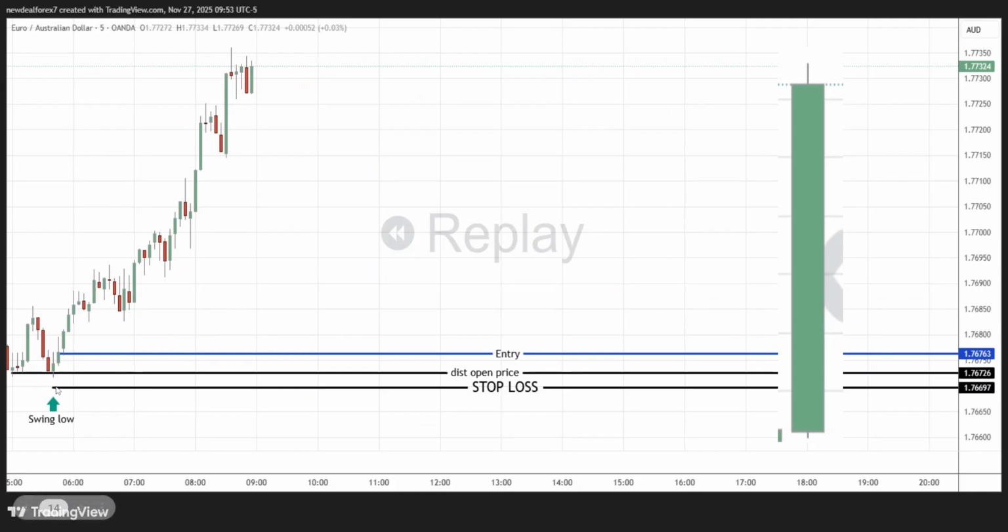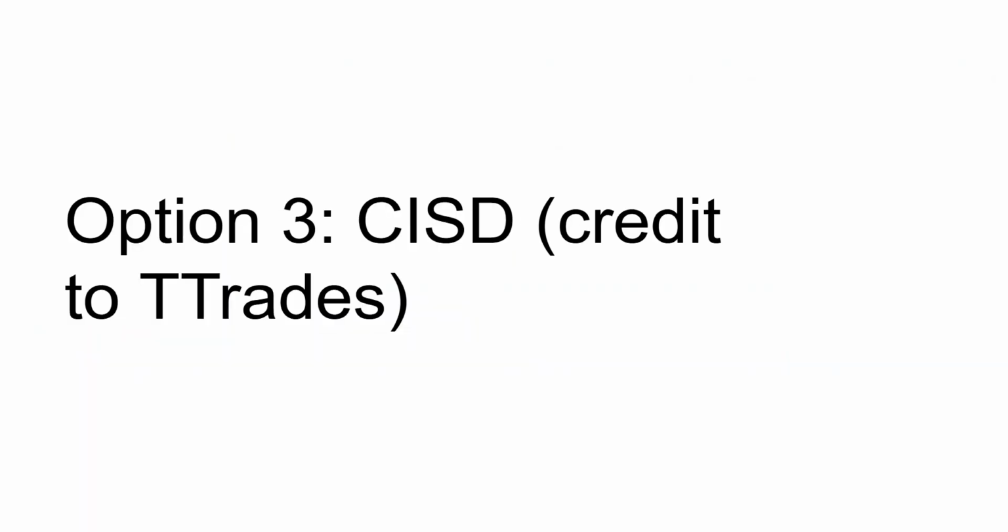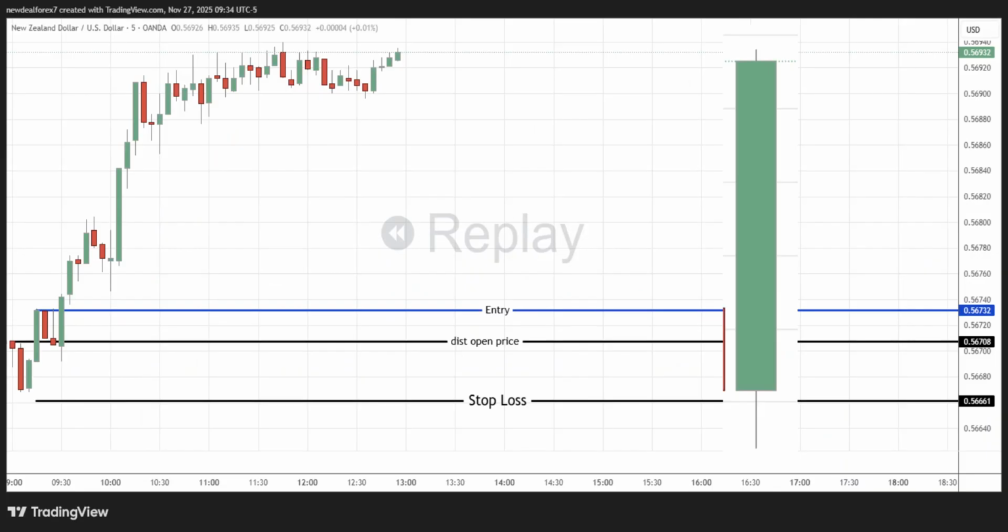So on a different model, like say a swing low, where your stop loss is barely below this low, that could be like a 7 pip stop loss. With change in state of delivery, you could have like a 15, 20, 30 pip stop loss, depending on how sudden the market shifts in the opposite direction of what it was going. So you'll see that after you start to backtest it. But that's the change in state of delivery.